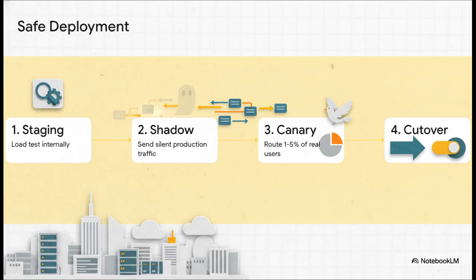So how do you roll out a new model without risking total disaster? You do it gradually. You never, ever go from 0 to 100% traffic all at once. You start in a staging environment to test it internally. Then, you shadow real traffic silently to see how it holds up without affecting any users. Next, a canary release, where you send a tiny percentage of real users to the new model. And only when you're absolutely confident it's stable do you make the full cutover.